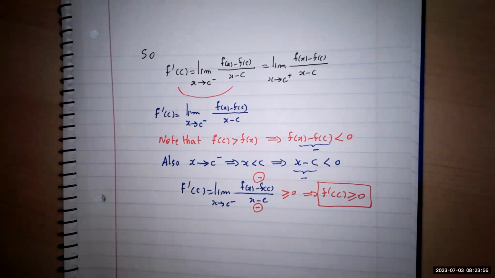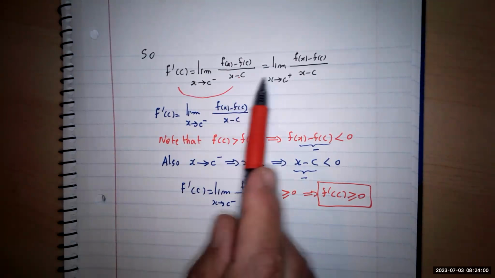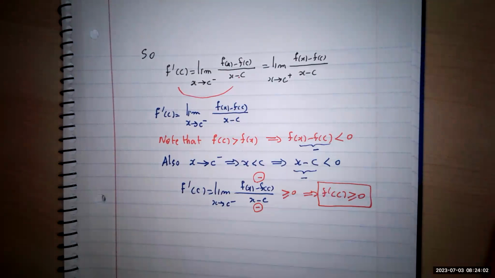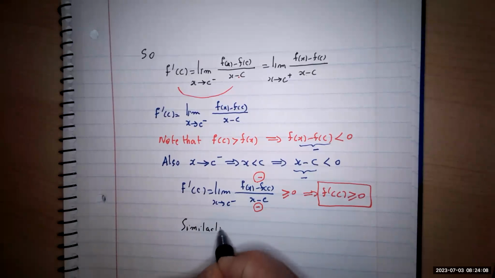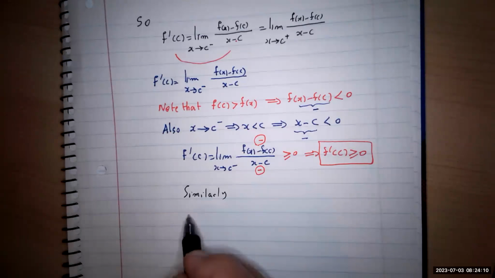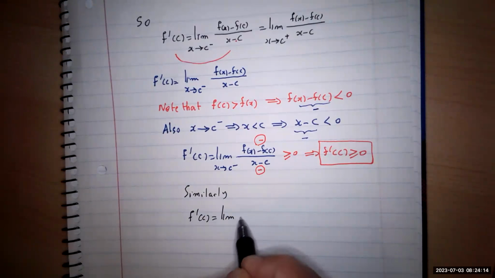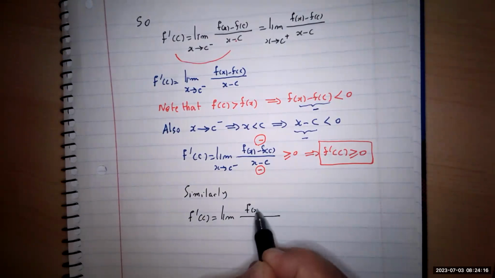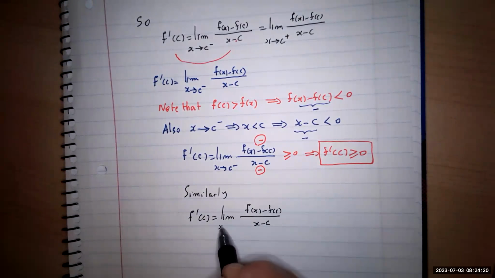Okay, so this is what I check. Now, if you take the other one, what are we going to get? Similarly, you see, if you take the other one, f prime of c is the limit of f of x minus f of c over x minus c, x goes to c positive this time.